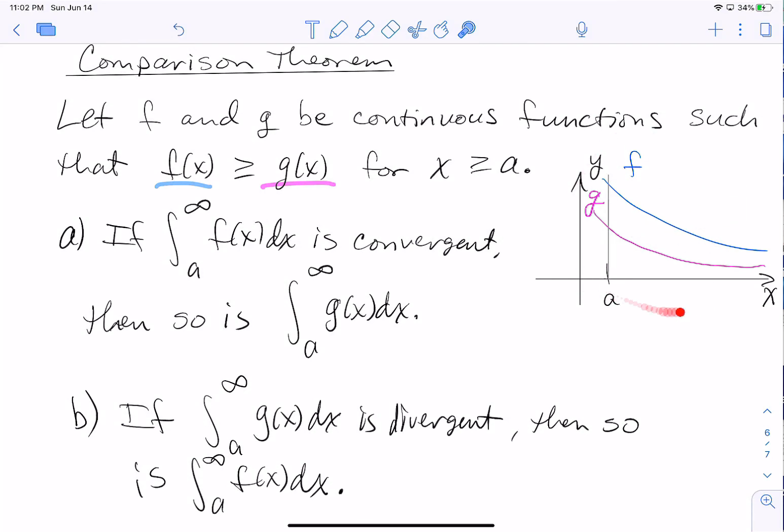People confuse the conclusions you can draw a lot. What if f is bigger and it's divergent? Folks, that tells me absolutely nothing about g. If the bigger one is divergent, I have no idea what the smaller one does. Likewise, if the smaller one is convergent, I have no idea what the bigger one does. For this all to work, the bigger one has to be convergent, and then I can draw the conclusion about the smaller one. Or the smaller one has to be divergent, and then I can draw a conclusion about the bigger one.